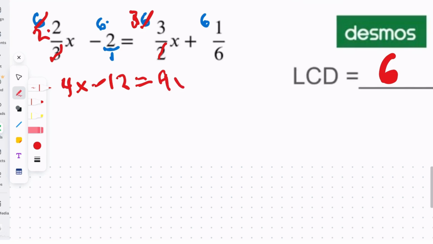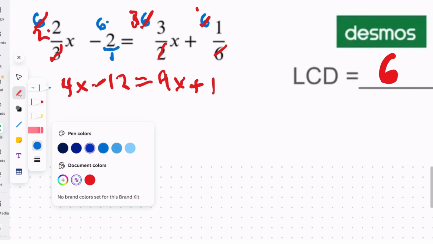That gives me 9x. And 6 divided by 6 is 1. 1 times 1 is 1. This gives me a plus 1. All right, we have a little more complicated procedure. We have to get our x's moved to one side.